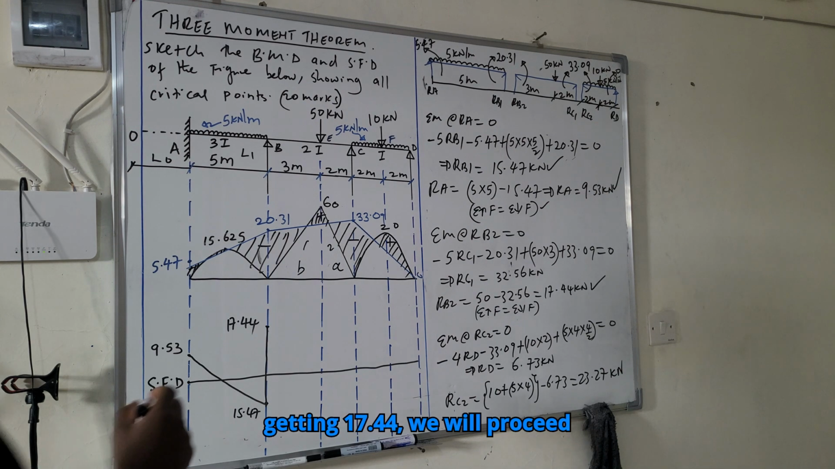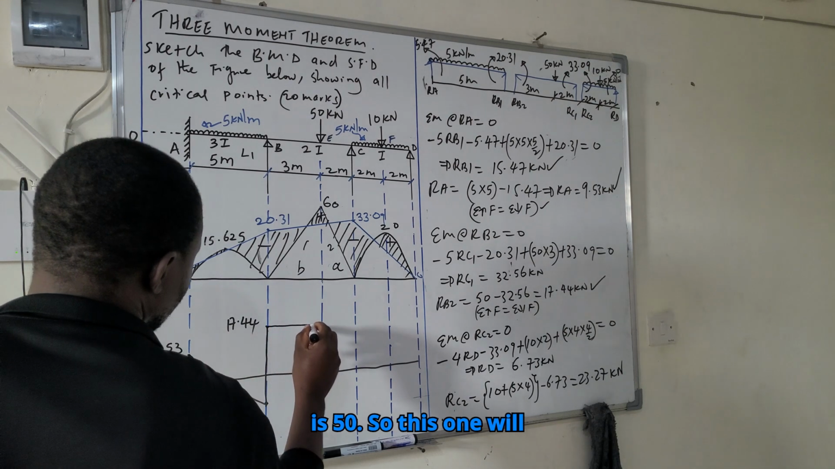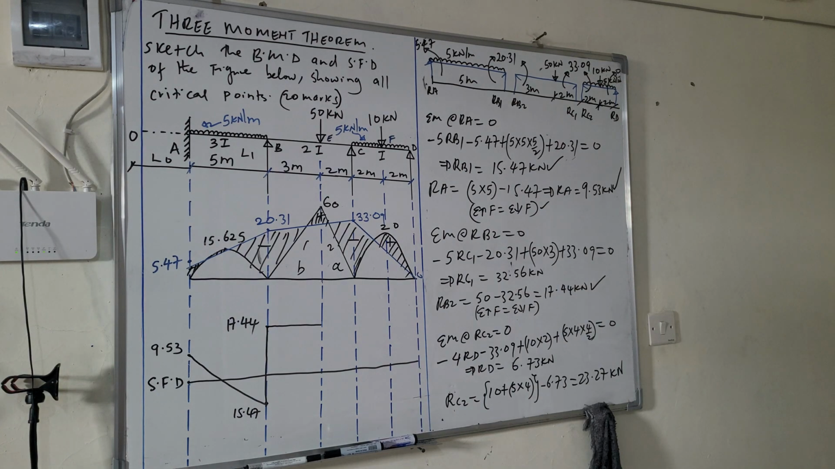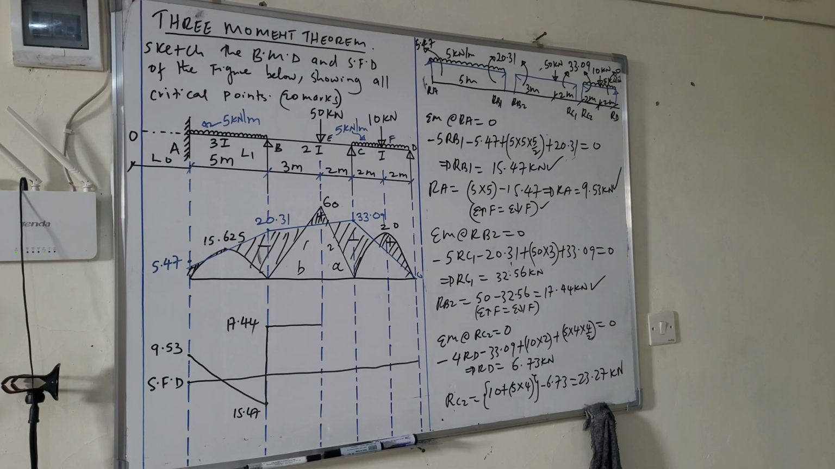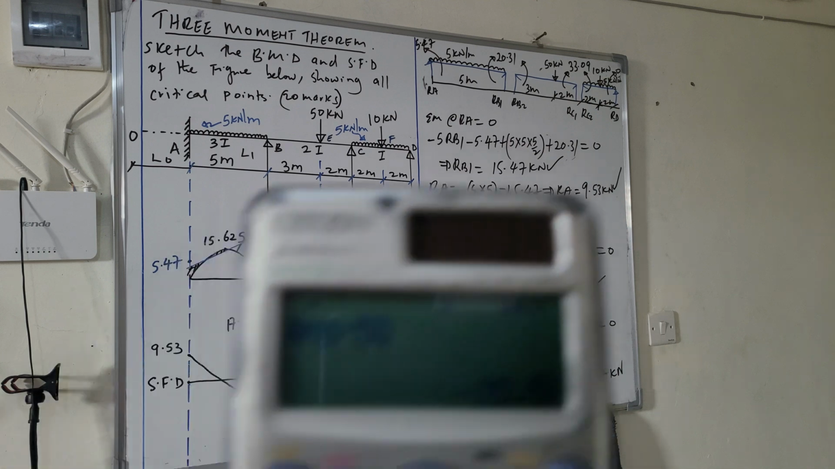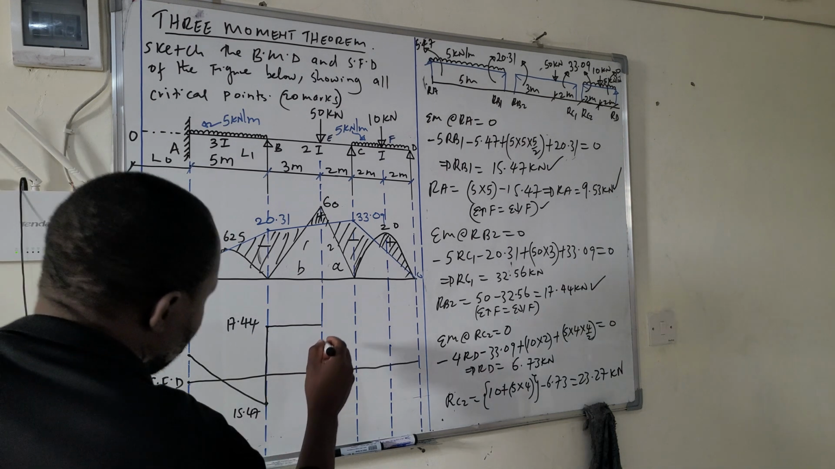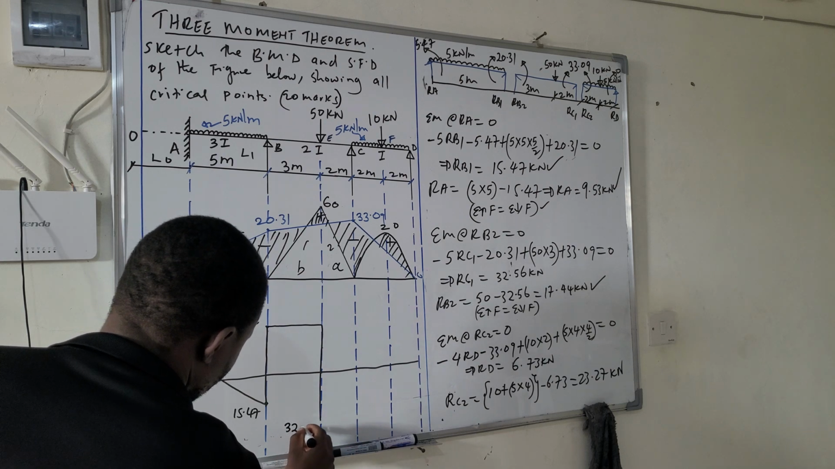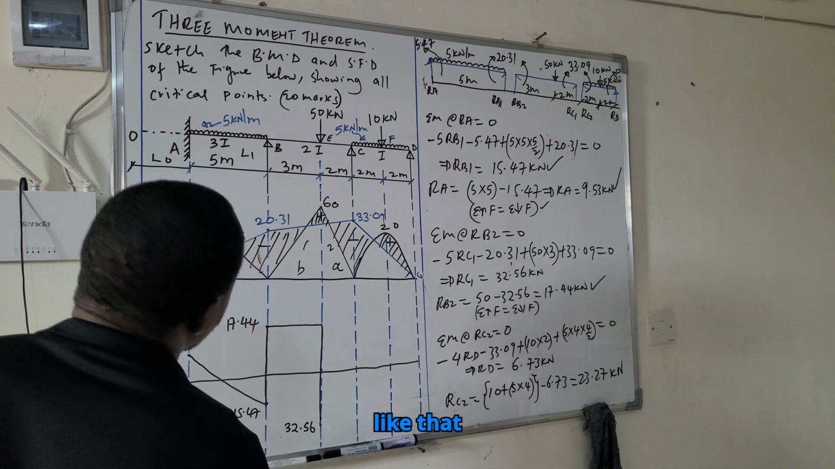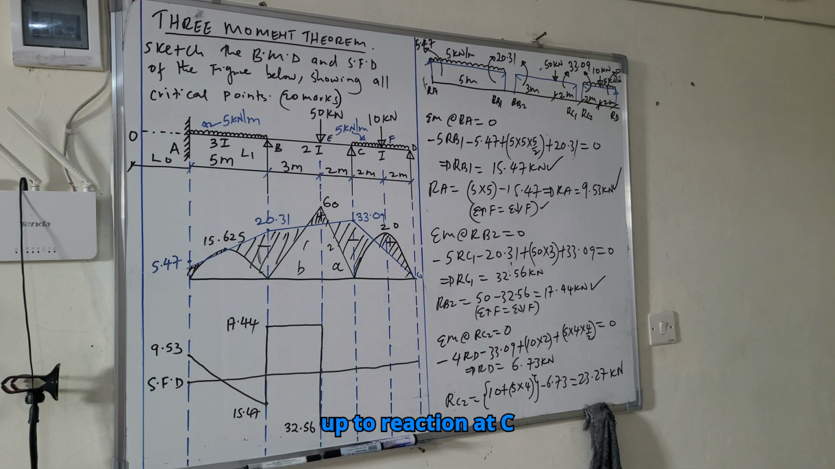After getting 17.44, you will proceed to the next loading, which is 50. So this one will be constant up to that point. Again, you will take your answer, which is 17.44 minus 50. You will get negative 32.56, like that. So it will be constant up to the reaction at C.